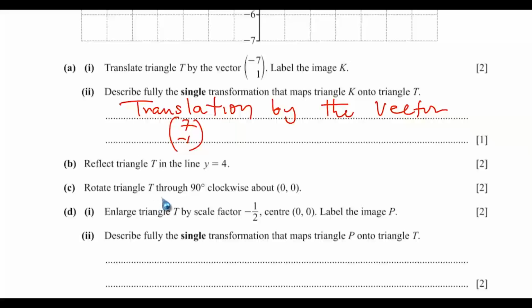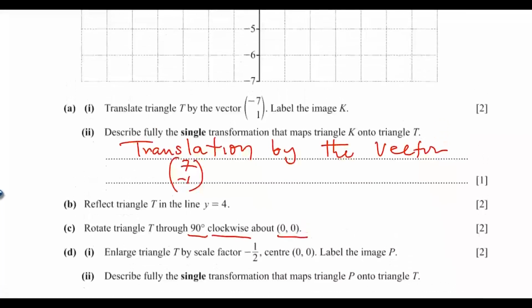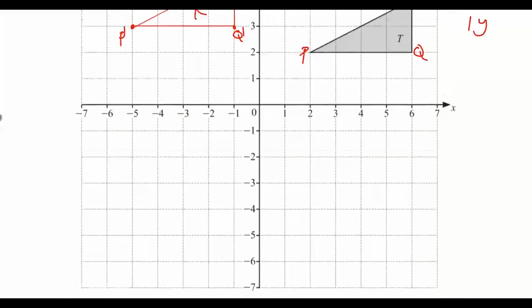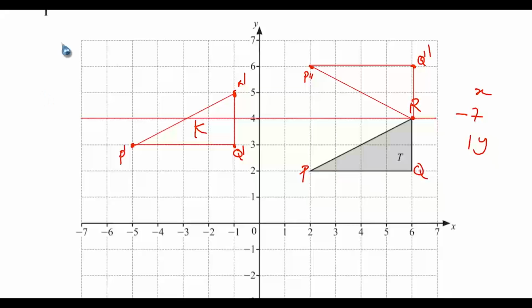Rotate triangle T through 90 degrees clockwise about (0, 0). So this is the center of rotation, this is the angle of rotation, and this is the direction. So I'll put that into consideration. So we are moving clockwise. Let me write up here, clockwise, and 90 degrees, about (0, 0). That's the origin.